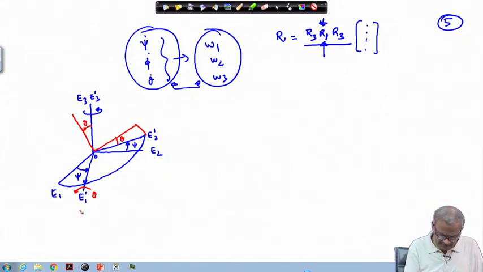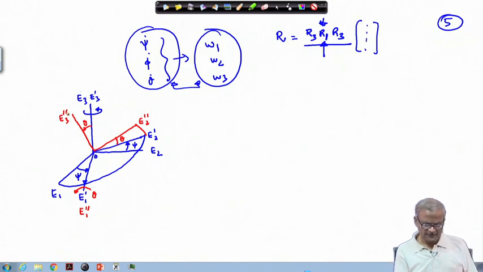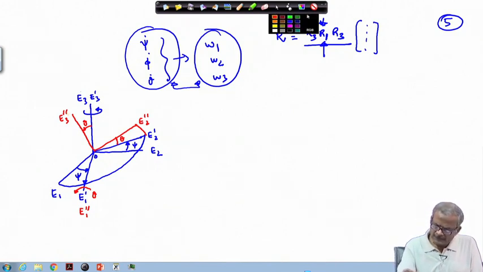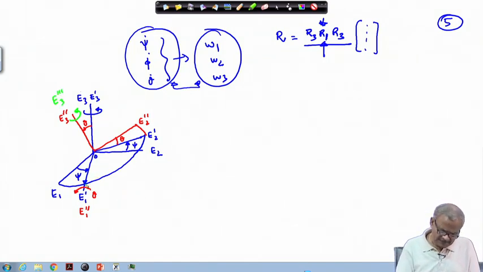So, in the new position, because this rotation is about this line, this becomes E1 double prime, we will write this as E2 double prime, and this is E3 double prime. Now, the third rotation we choose to give about this axis. So, if we rotate about this axis, E3 triple prime will be here, and then this will rotate.